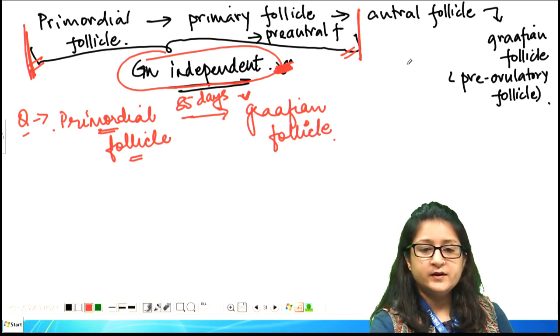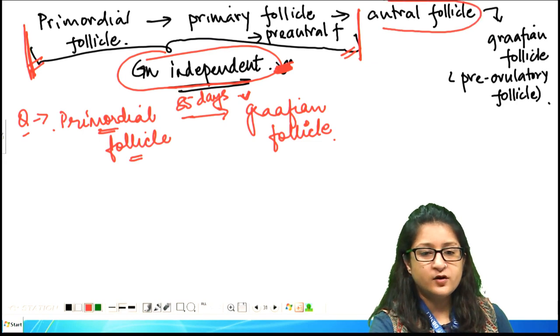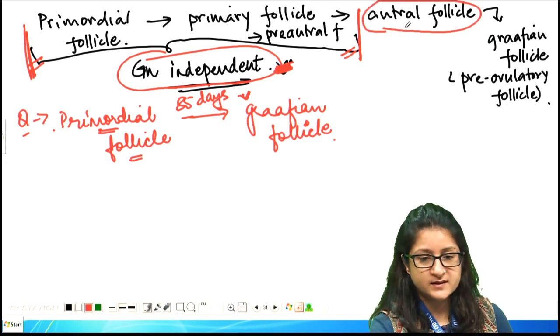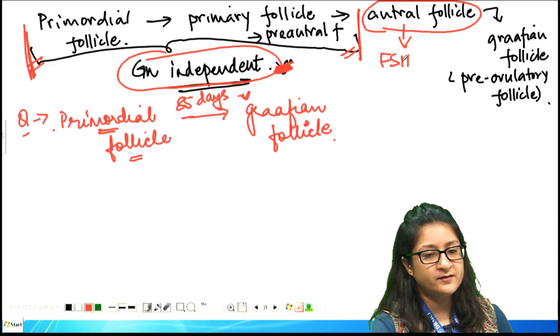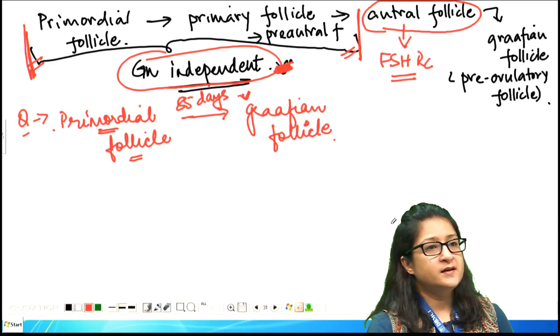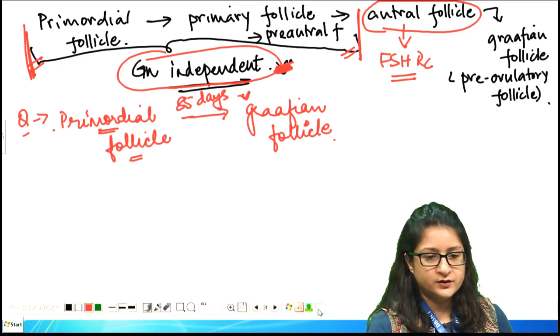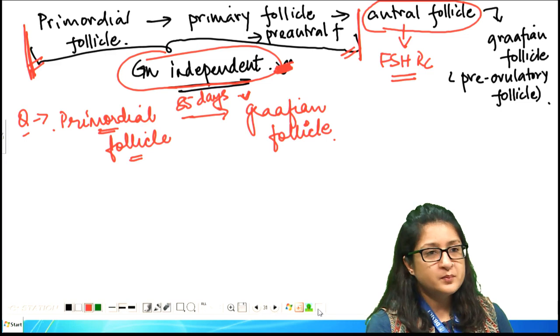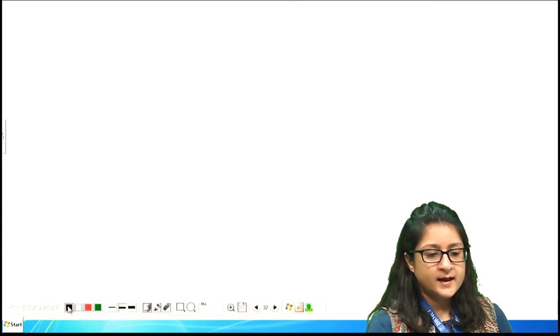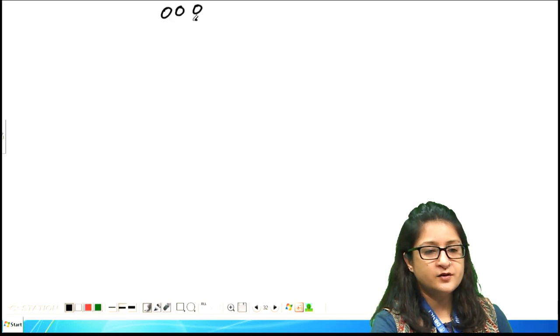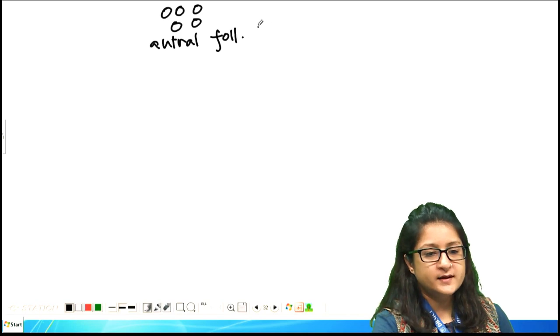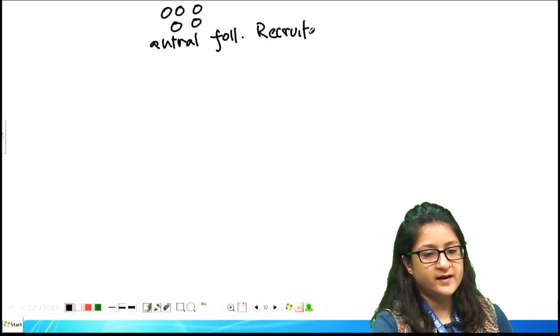Then what is important to remember is that these antral follicles are recruited, because they start having FSH receptors in their granulosa cells. So a number of antral follicles are recruited. If we make a flow chart and see how it goes, we will notice that a number of antral follicles are recruited, and they have FSH.